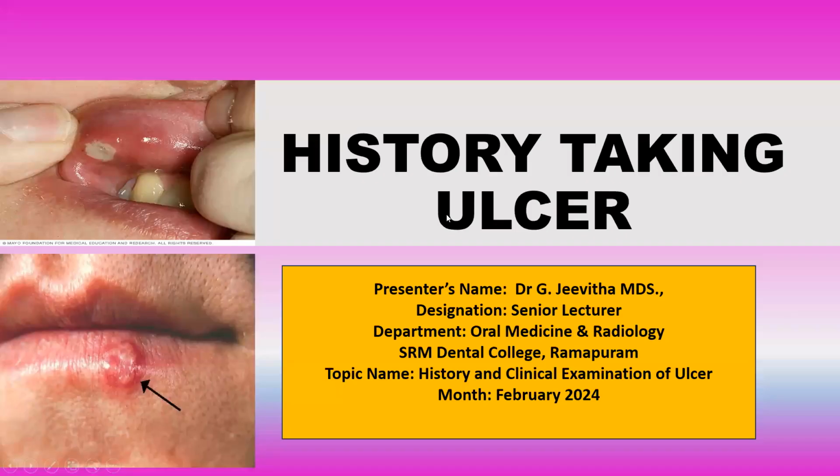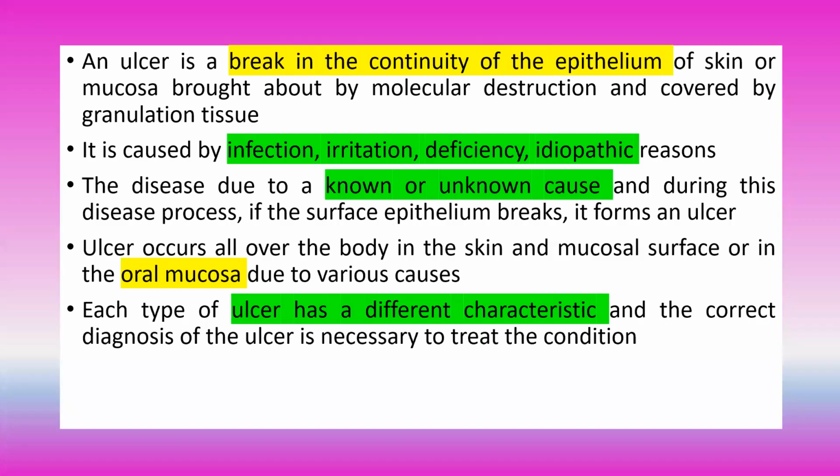Today, we will be seeing a small presentation on history taking of ulcer. What is an ulcer? An ulcer is the break in the continuity of the epithelium of skin or mucosa, which is brought about by molecular destruction and it is covered by granulation tissue.